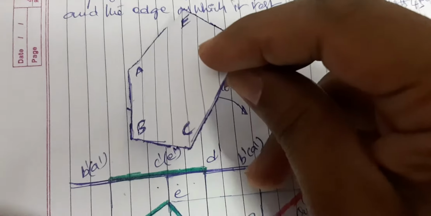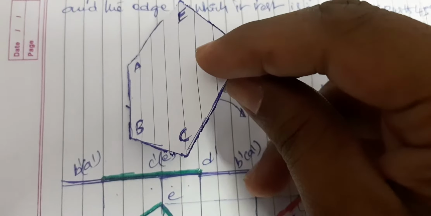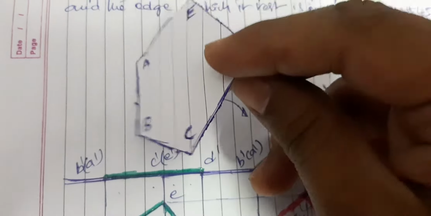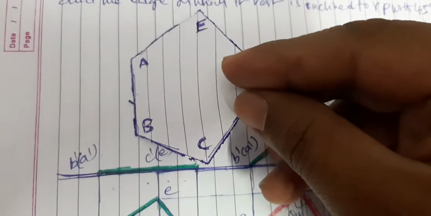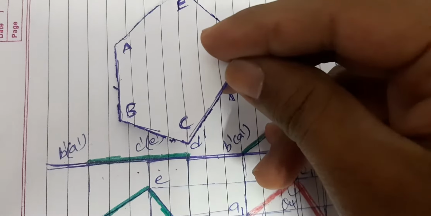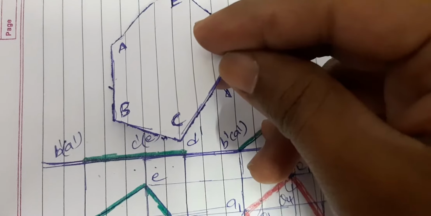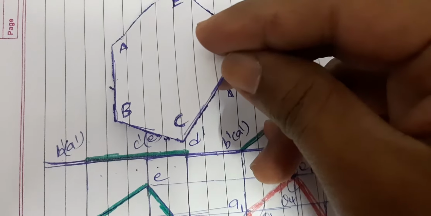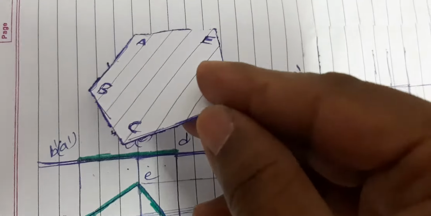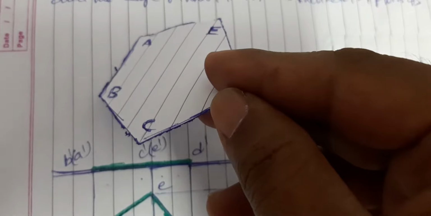And at the same time, the continuation of the question is like this. The edge on which it rests, here it is lying on the ground on the edge AB, and it's making an angle of 30° with HP like this. At the same time, according to the question, the edge on which it rests, that means AB, is also inclined to VP. So this is the final position of the plane.